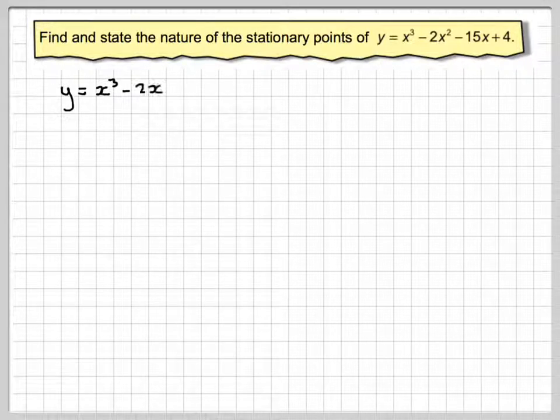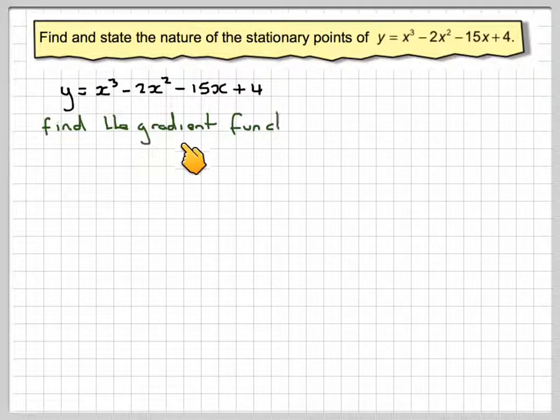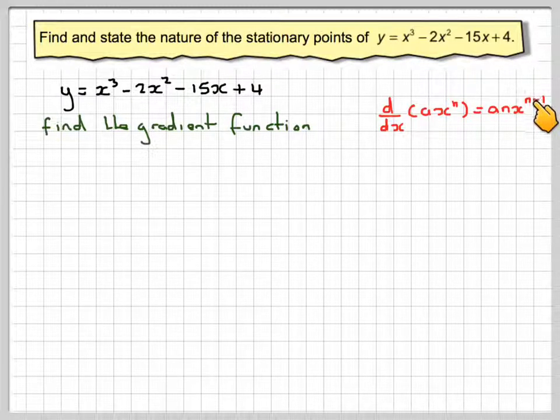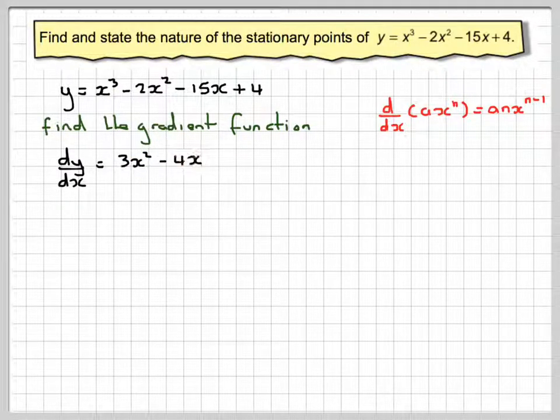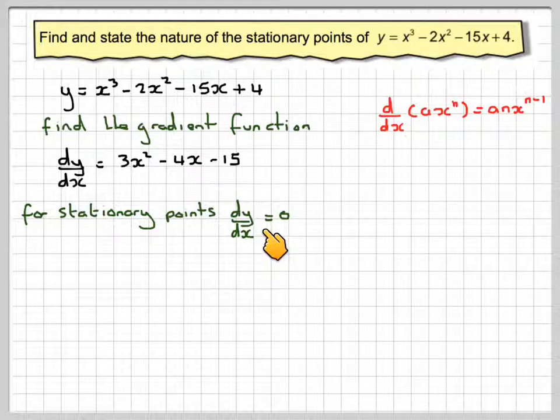Right, so we've got y is equal to x cubed minus 2x squared minus 15x plus 4. If we want to find the gradient function, we need to differentiate this, and we know the differential of ax to the n is equal to anx to the n minus 1. So differentiating term by term, that's going to become 3x squared minus 4x minus 15, and when you differentiate 4, you get nothing. To locate stationary values, the tangent needs to be horizontal, i.e. dy by dx has to be equal to 0. So we put it equal to 0.